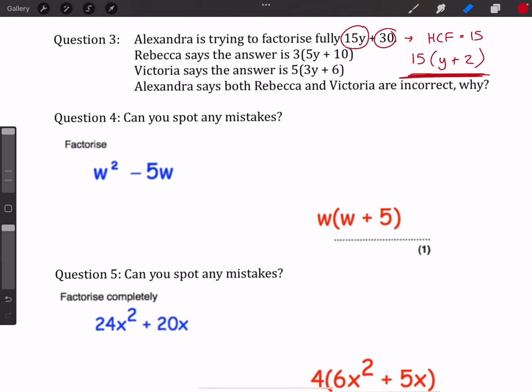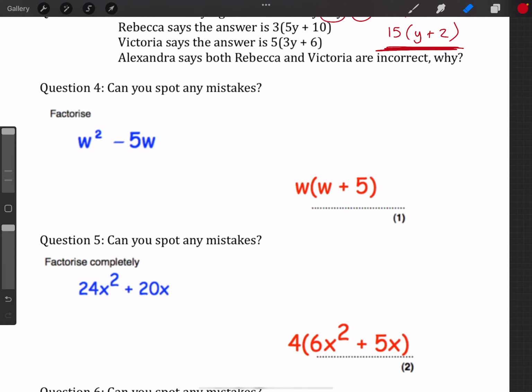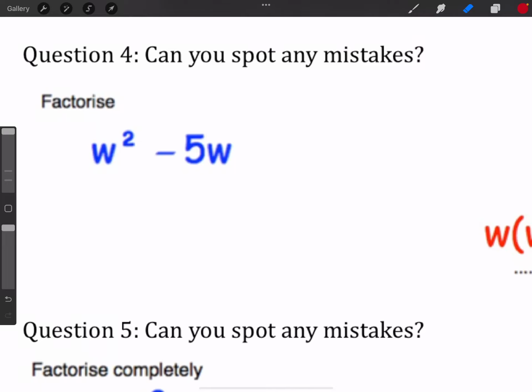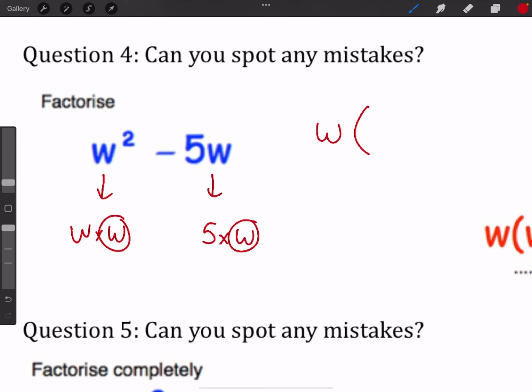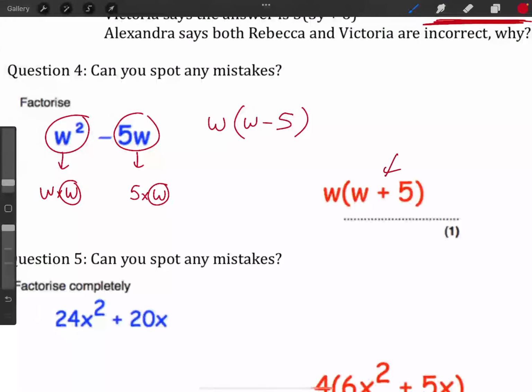All right, question 4. It says factorize this one here. Now the answer is given. Can you spot the mistake? Okay, so if we were to factorize this, what will we get? Well, this one is just w times w, and this one is just 5 times w. They both have a common factor of w, so we can put a w outside. What's w squared divided by w? You get w. What is 5w divided by w? You just get 5, and the middle one should be a minus. So what's the mistake? Well, they put a plus.